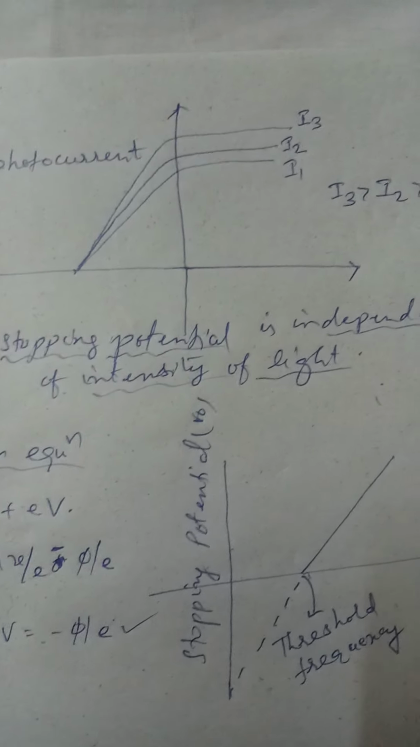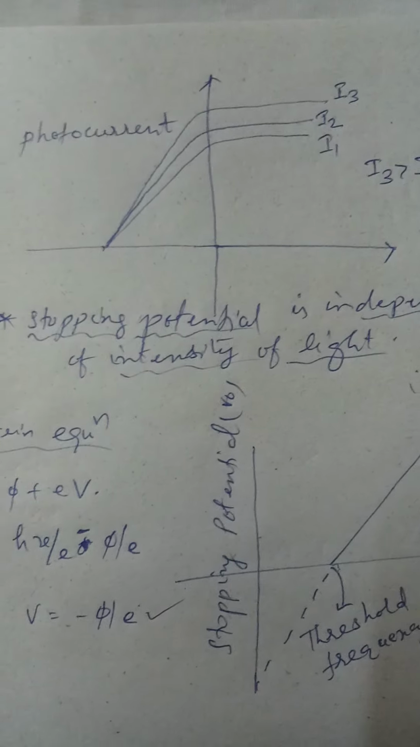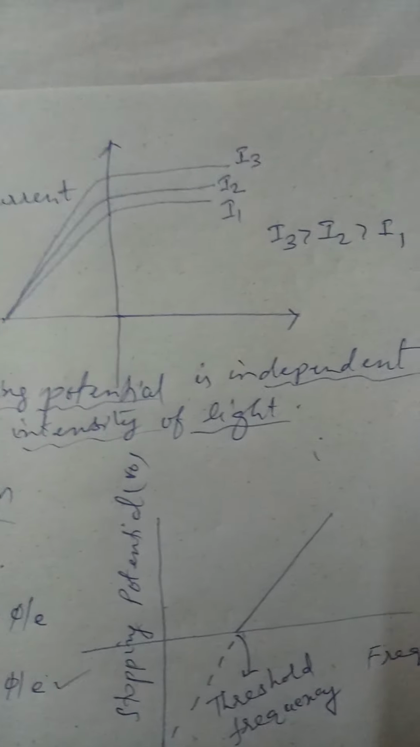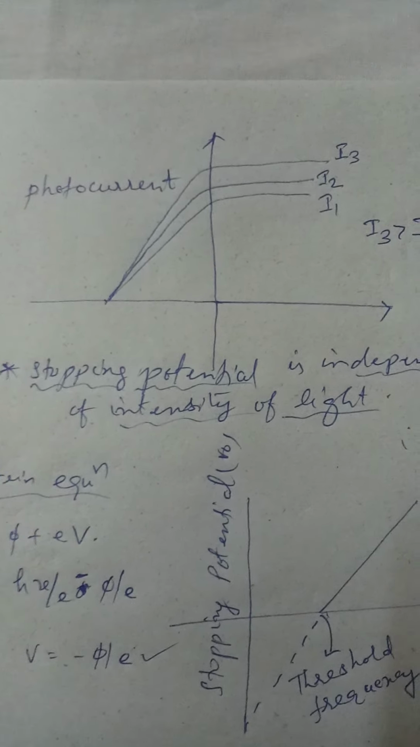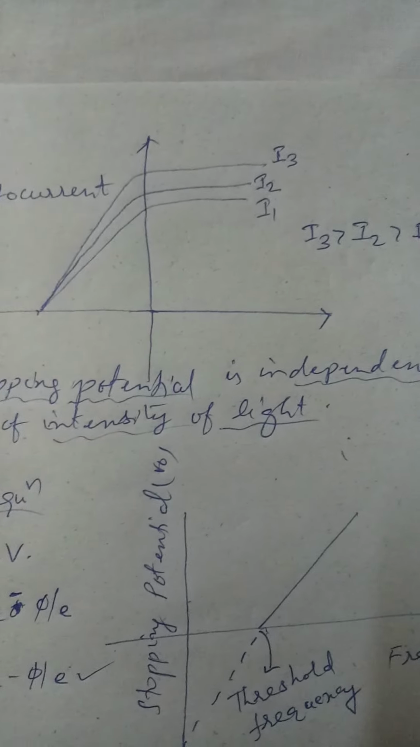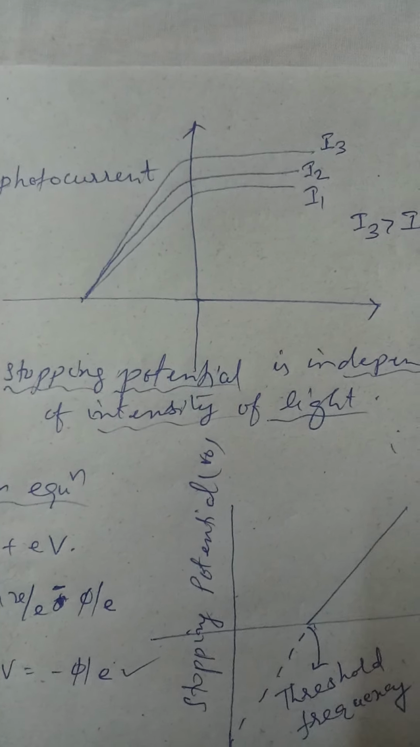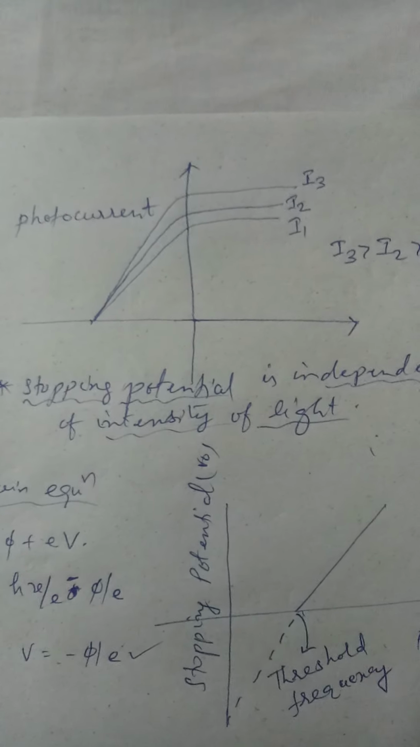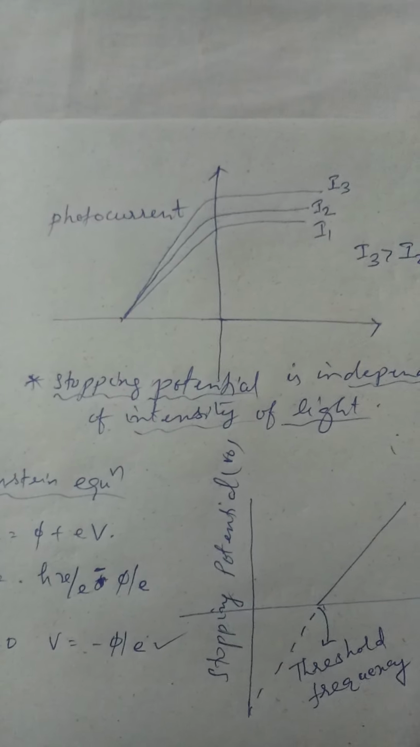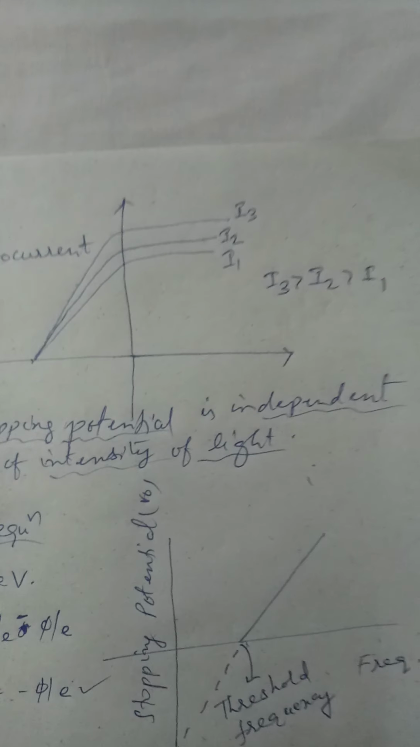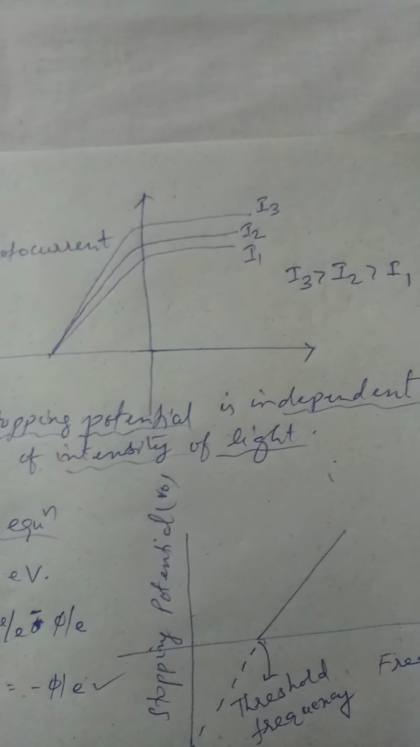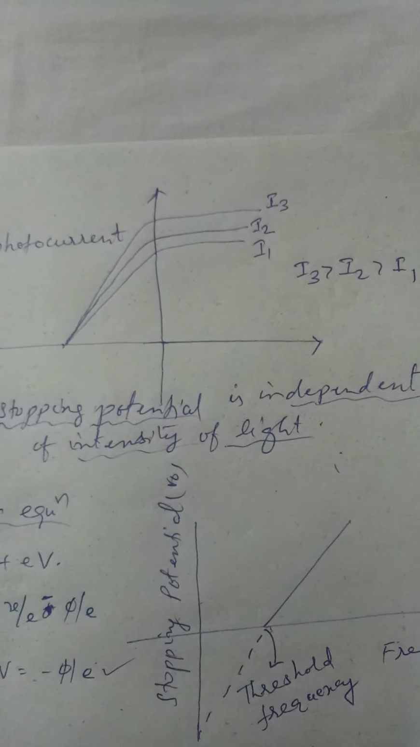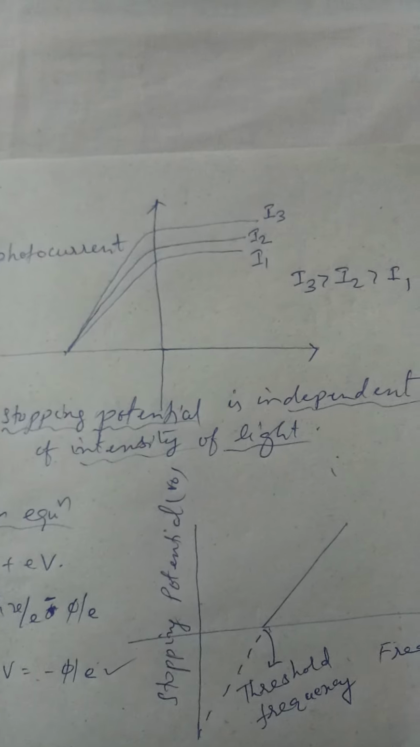Now here many questions related to graphs are often tested. Some of the graphs I want to discuss with you. The first graph which I have shown in this diagram is between the photocurrent and the stopping potential. The x-axis, which is also called the independent axis, is showing the stopping potential, and the y-axis is photocurrent. If you see here in the figure, I1, I2, I3 are the intensities of light. See students, here intensity of light and current are totally two different things.